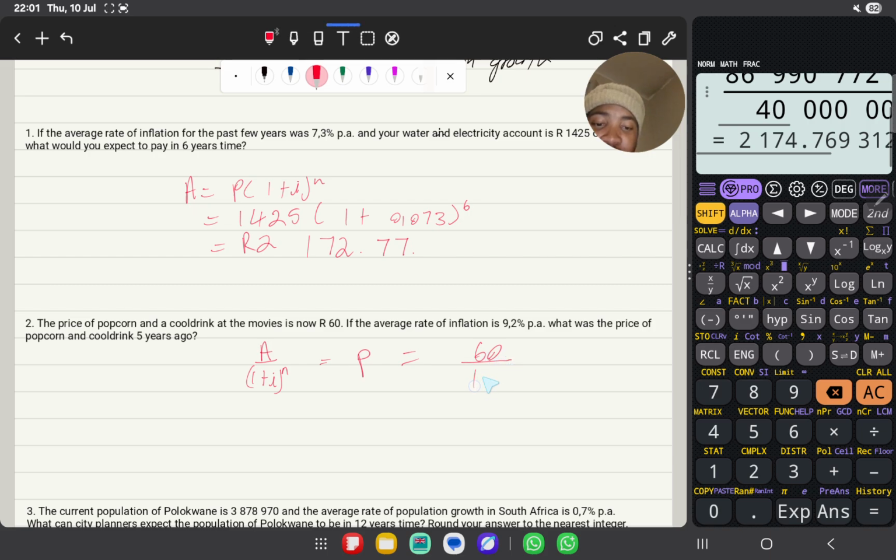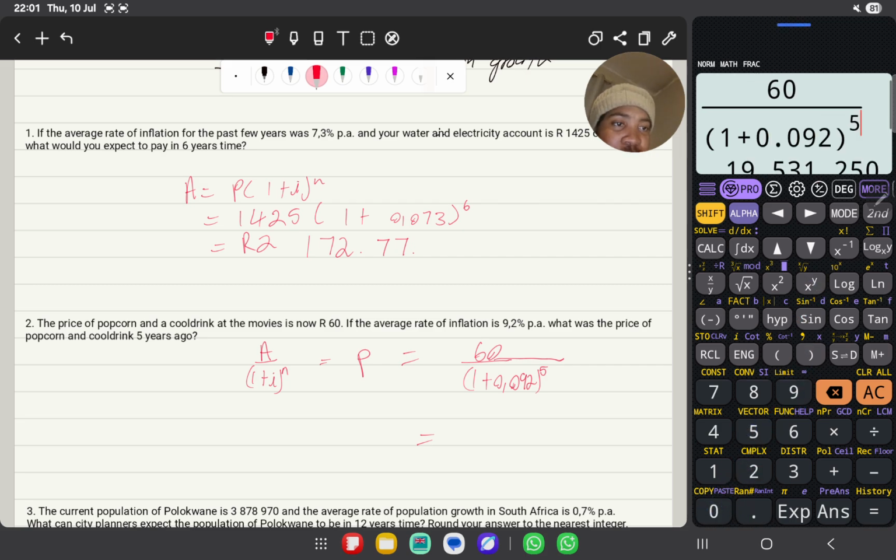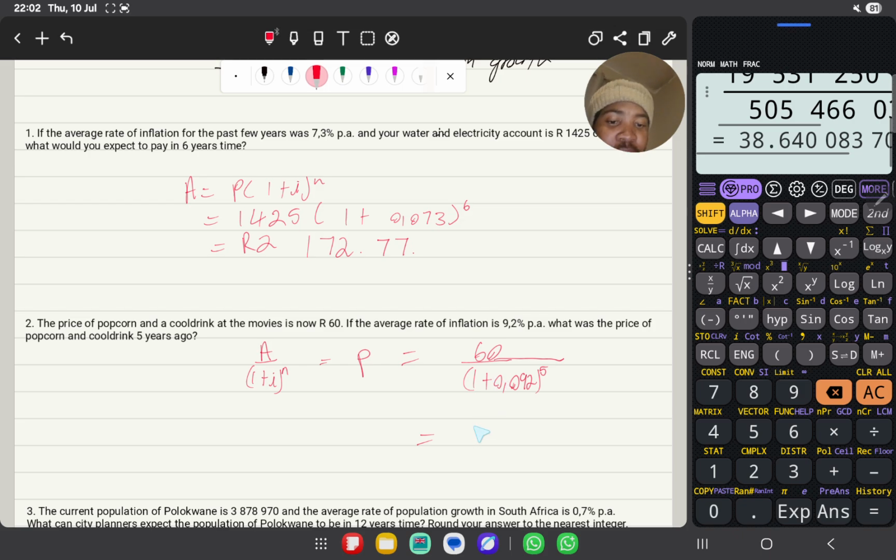So we have 60 rand divided by (1 plus 0.092), and 5 years ago, so this is going to be to the power of 5. You go to your calculator: 60 divided by (1 plus 0.092) to the power of 5. Beautiful work. Now you see, 5 years ago, you could get popcorn and cool drink with just 38 rand. You know what I'm saying?